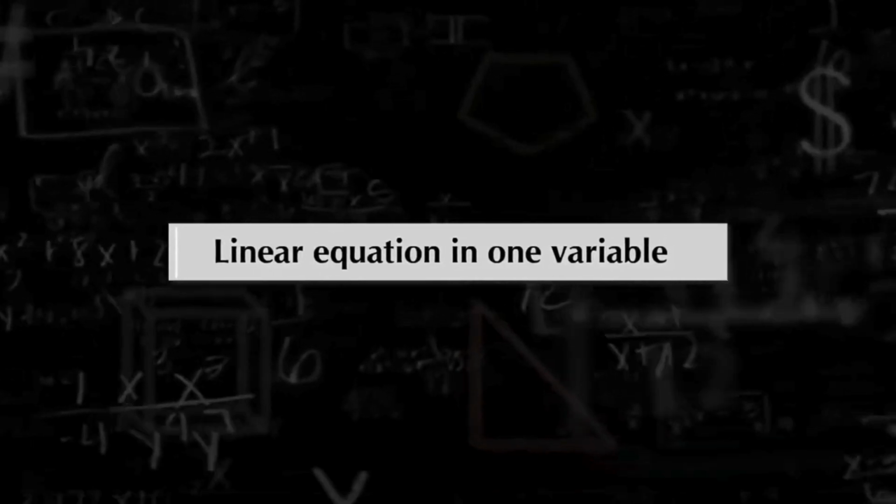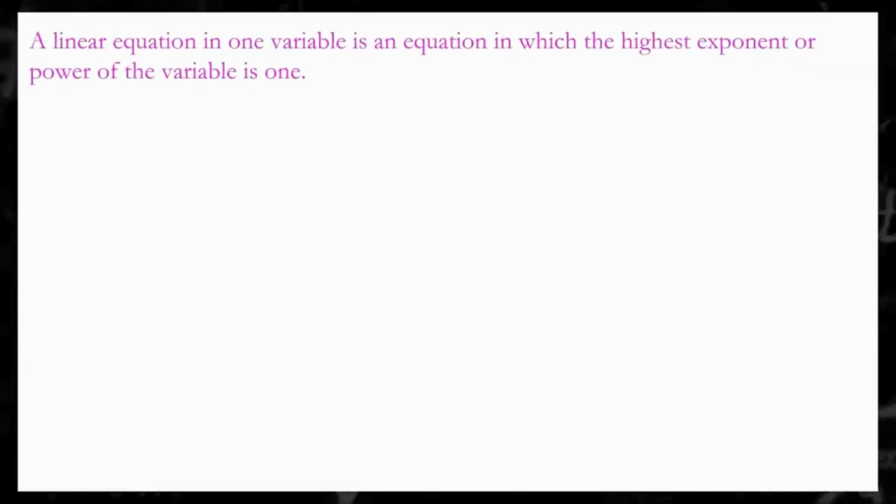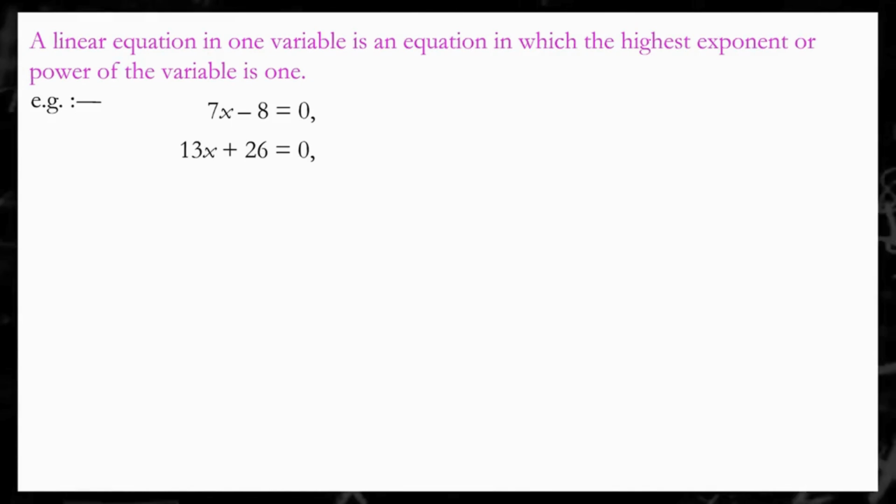Linear equation in one variable. A linear equation in one variable is an equation in which the highest exponent or power of the variable is 1. For example, 7x minus 8 is equal to 0, 13x plus 26 is equal to 0, 9y minus 8 is equal to 0.